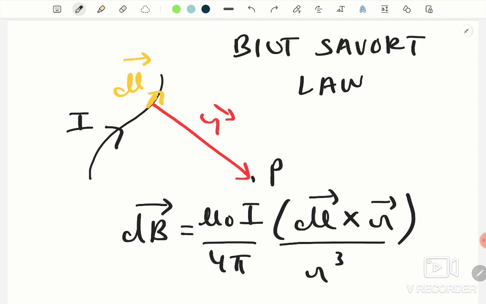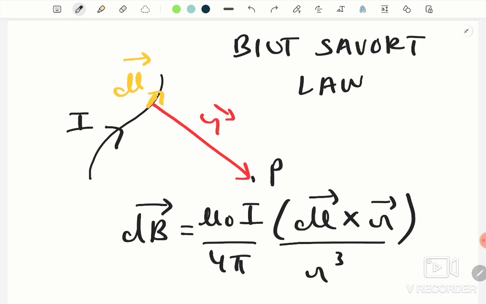Guys, you can notice here that we are taking the cross product of vector dl and vector r. This means, guys, that the final answer will be perpendicular to both vector dl as well as vector r. This means that the direction of the magnetic field will be perpendicular to the plane in which we have vector dl and vector r. So in simple terms, the magnetic field will be either inside the screen or outside the screen.